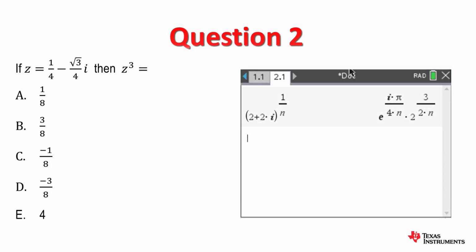Let's enter our complex number, which is 1 over 4, and then we need to enter our imaginary part, which is root 3 over 4. And now to get the letter I for complex numbers, we just double click, and we need to go to the power of 3, and you will see it gives me the value as negative 1 over 8. So C is the correct option there.